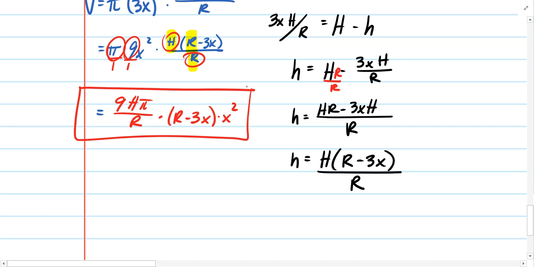And while this is the expression that Math Excel is looking for, this one back here would have been just as good as well. They mean essentially the same thing. As soon as we know the value of capital H and capital R, we could substitute some target value of x into this expression and obtain the final volume for that cylinder.